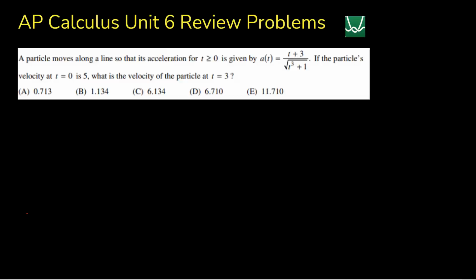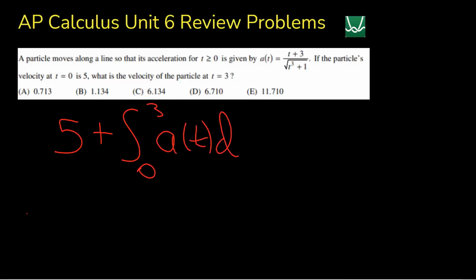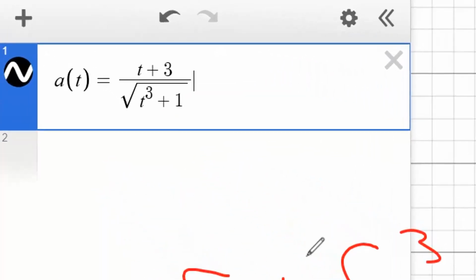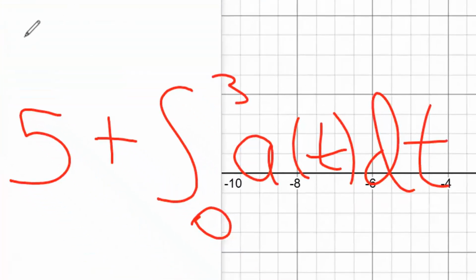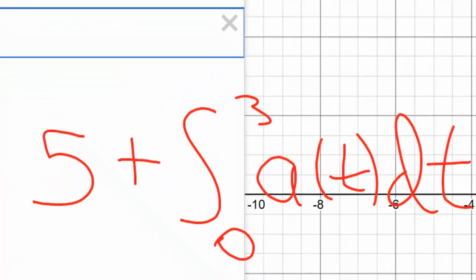So in order to get the velocity at t equals 3, we have to take the initial velocity and add to it the change in velocity from 0 to 3, which is the definite integral from 0 to 3 of our acceleration function. So let's hop to Desmos, and I'll show you how to do that. So I've already input the acceleration function. I know that the velocity we're looking for is 5 plus the definite integral from 0 to 3 of a of t. So we could literally type that in.